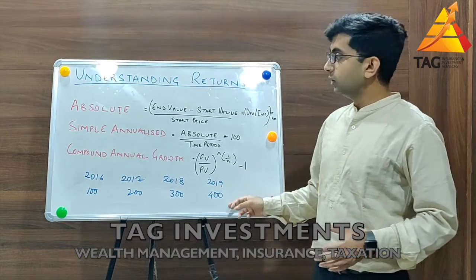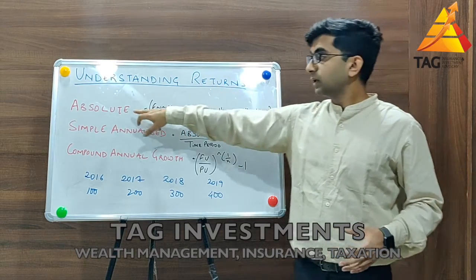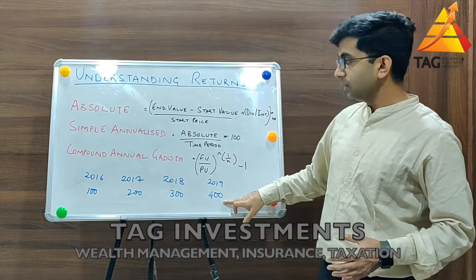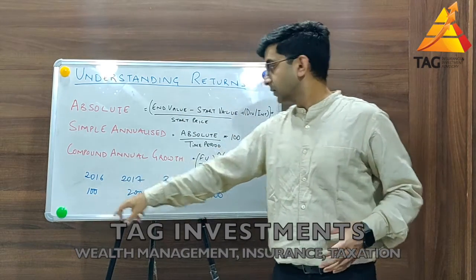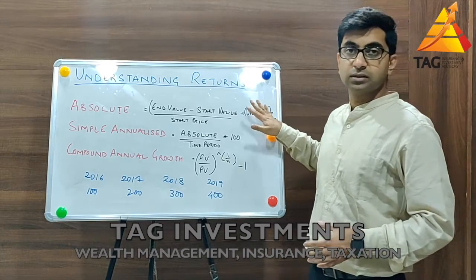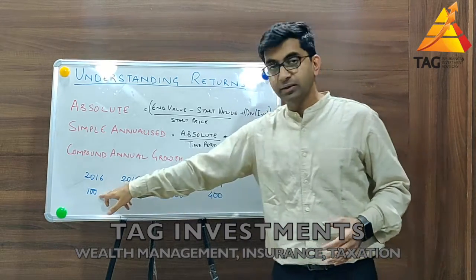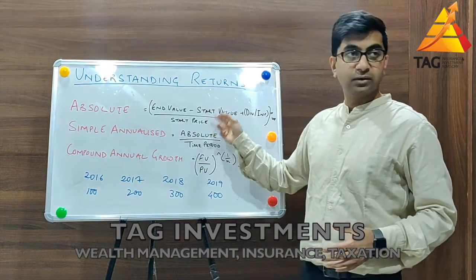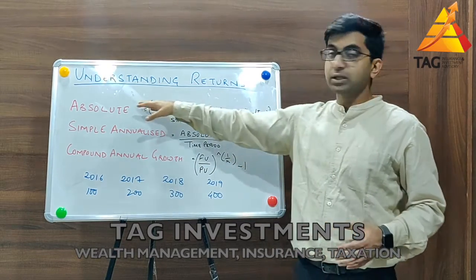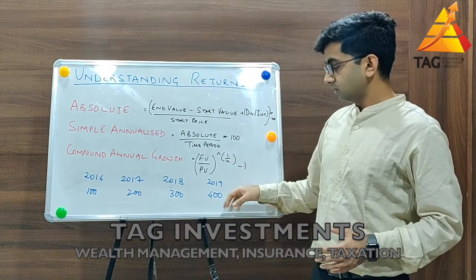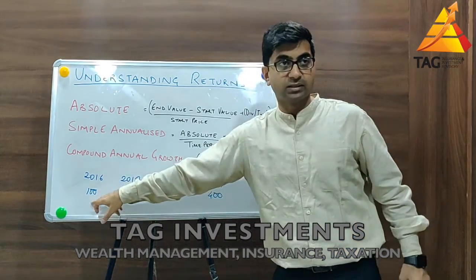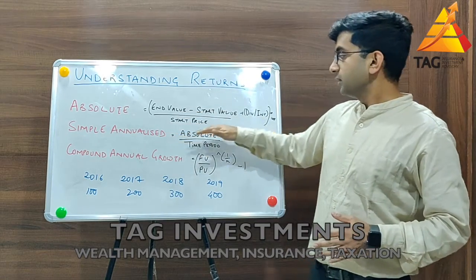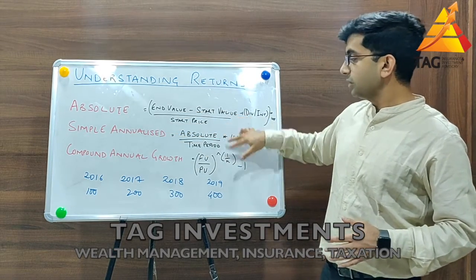So from a return point of view, the absolute return formula is end value, which is 400, minus the start value, which is 100. Assuming dividend and interest is 0 in this case, 400 minus 100 is 300, divided by the start value, which is 100. So 300 divided by 100 is 3, into 100. So the absolute return is 300%. So simple, this minus this. That's the absolute return.